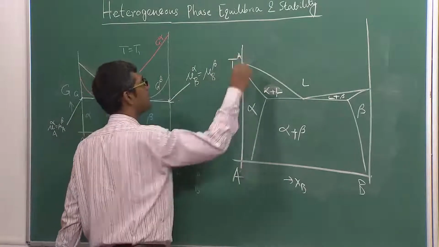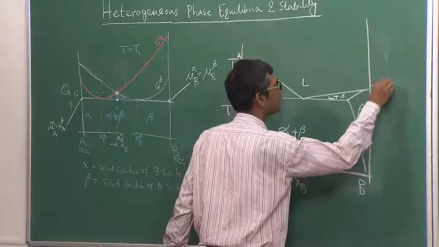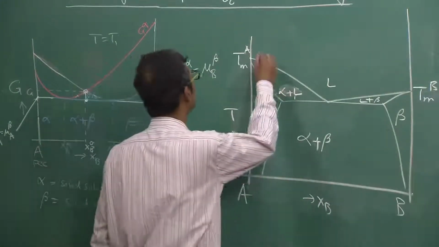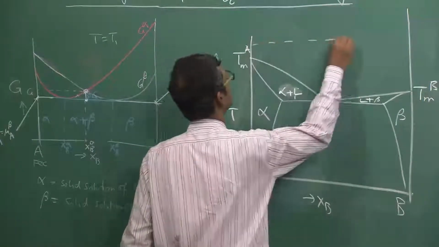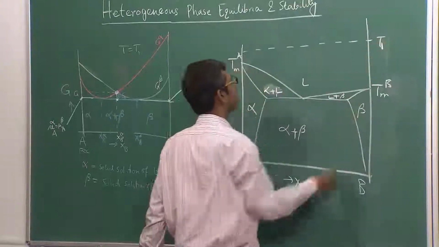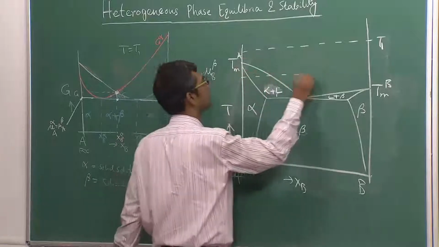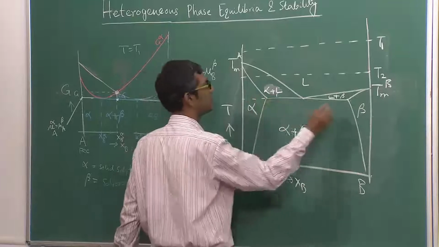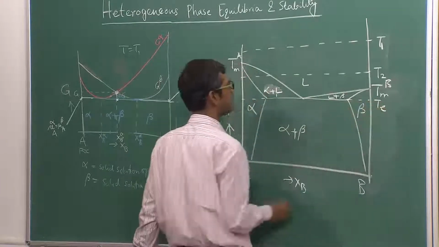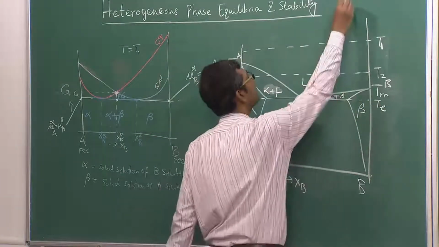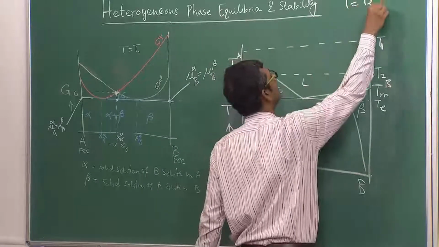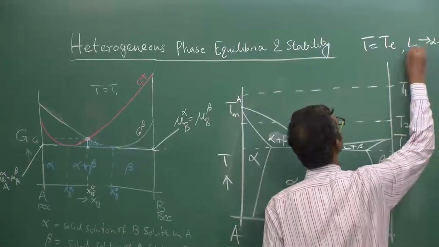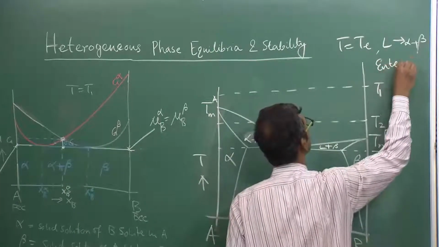This is the melting temperature of A, melting temperature of B. To make things very simple, let us draw at only a few temperatures. This is the eutectic temperature, it is a reaction. At the eutectic temperature, T equal to TE, we have liquid going to alpha plus beta. This is what is known as the eutectic reaction.